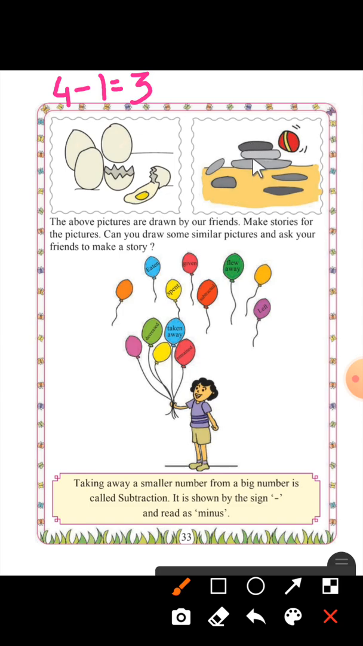Here in this picture, how many stones are there? 1, 2, 3, 4, 5, 6, 7. Total 7 stones are there. Now by the hit of the ball, how many stones fall off? 1, 2, 3, 4. 7 minus 4 is equal to how many stones remain? 1, 2, 3.